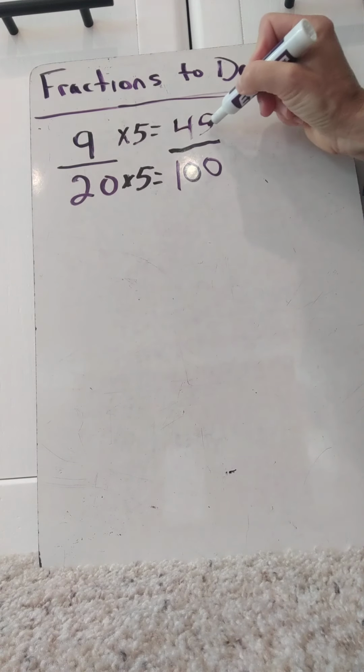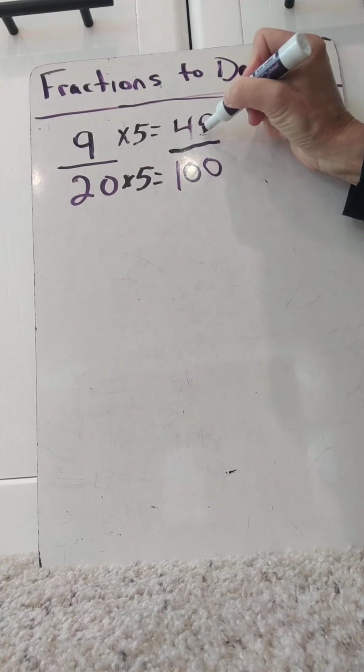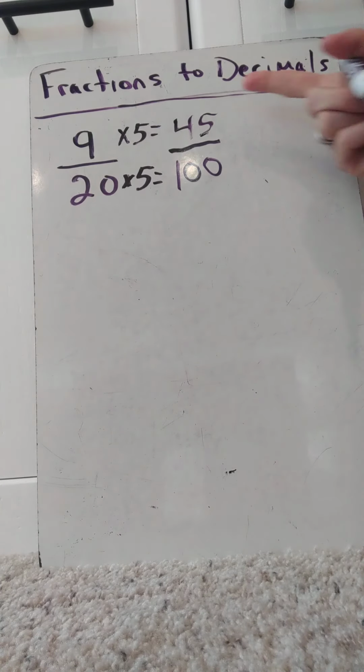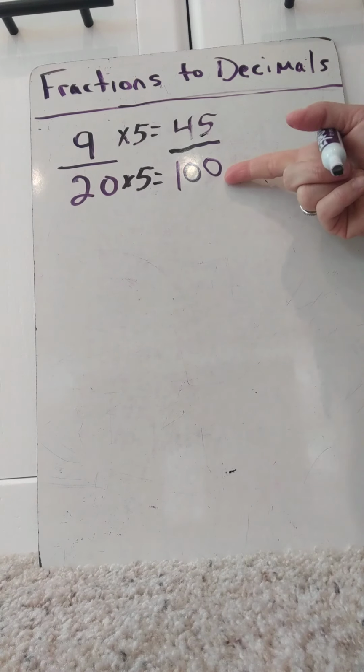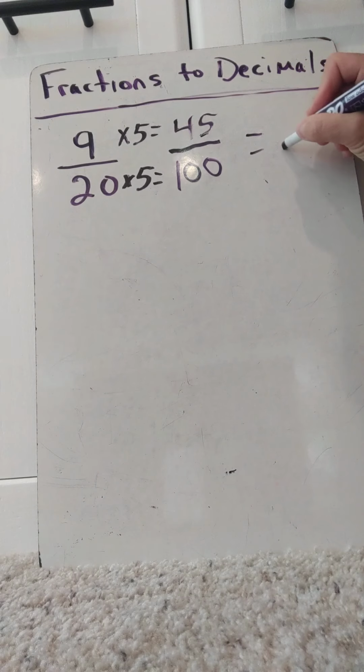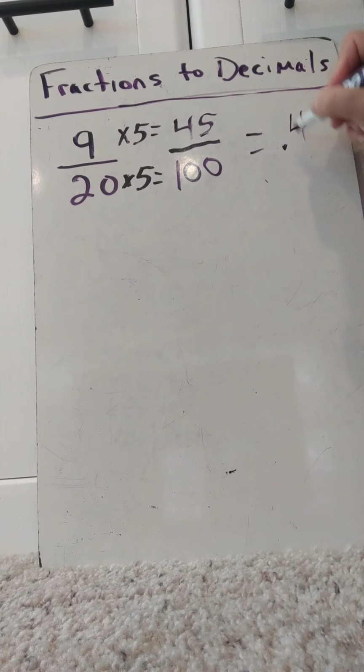Okay, now this is going to be easy to write in decimal form. You have 45 hundredths. Well, how do you write that as a decimal? That's just going to be 0.45. You can have your 0 here. 0.45, okay? The 5 is in the hundredths place. 45 hundredths, okay? So that's how you would do that one.